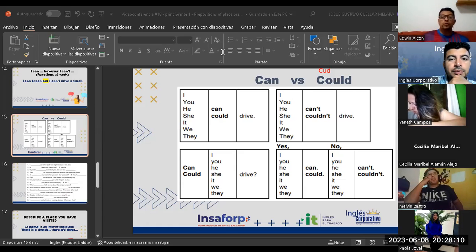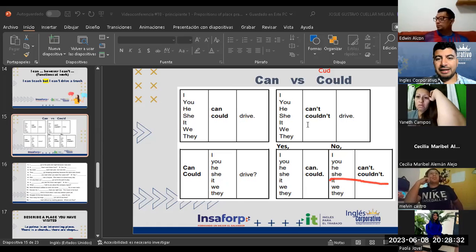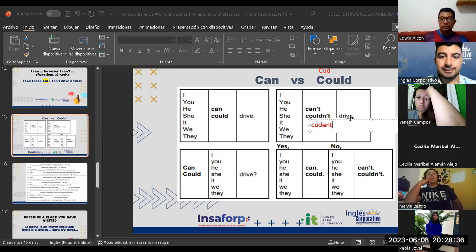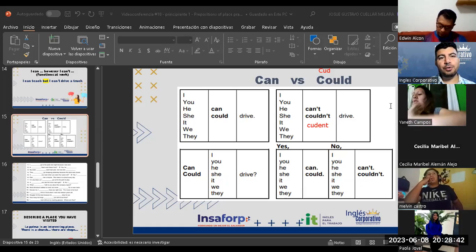Esa es su función. So, the same sentence. She could drive. Ella podía manejar. She couldn't drive. Ella no podía manejar. Could she drive? ¿Podía ella manejar? Yes, she could. Sí, ella podía. No, she couldn't. No, no podía. Ok. Para la negativa se dice así. Couldn't. Tal cual. Could, la palabra could y la negativa couldn't. Ok. Questions, porque tenemos ejercicio. Ok. Could, couldn't, okay?